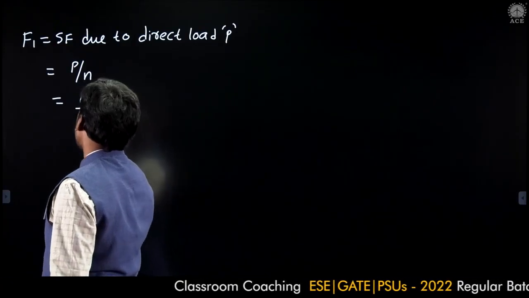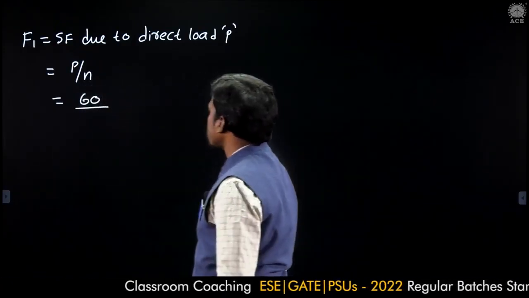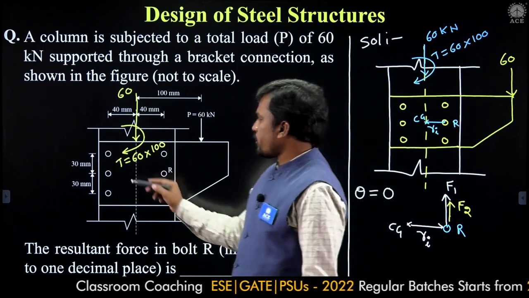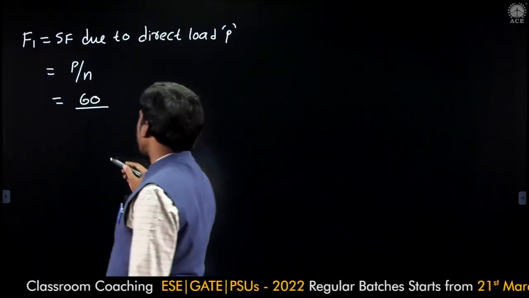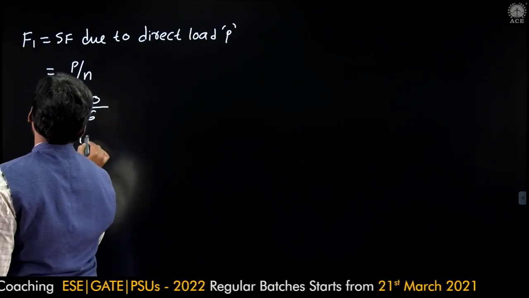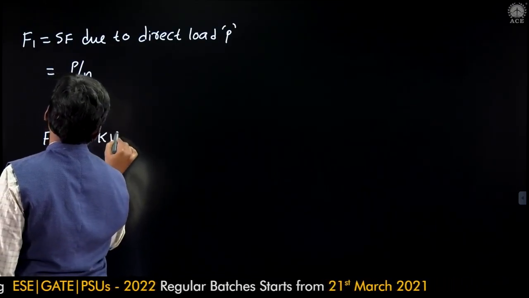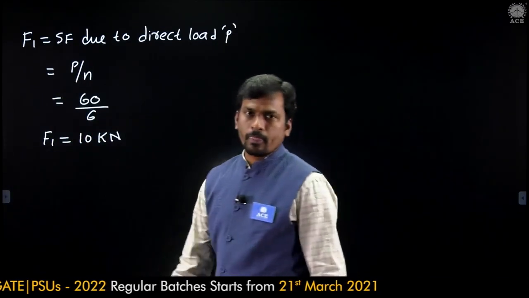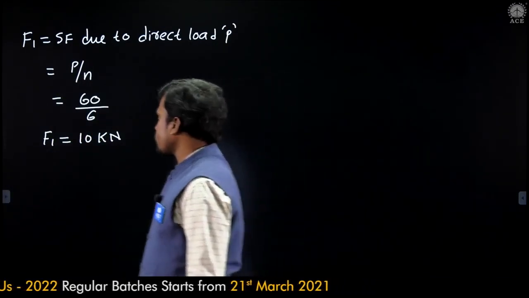So what is the P value given? That is 60 divided by, and how many bolts are given? In the diagram, how many bolts are given? Total 6 bolts are given, right? Then 6. Then what is the F1 value here? This is 10 kilo Newton. Okay. Then next F2.